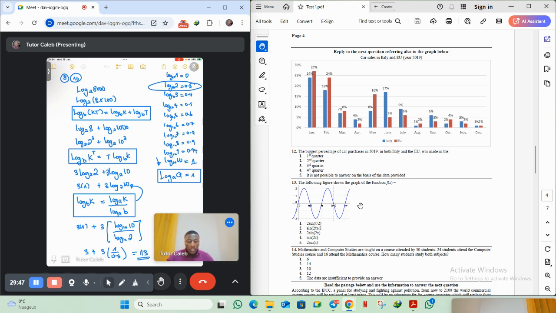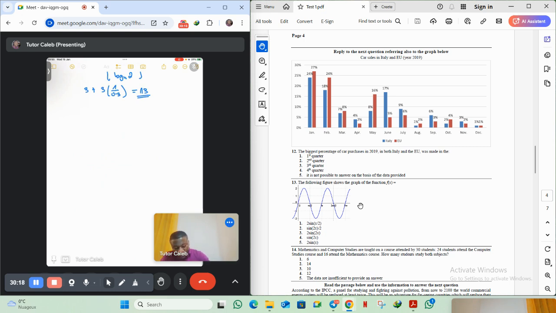So if we go through the graph, we will notice that the highest sales, because we have here in red it says European Union, in blue it says Italy, the highest sales, if you look at the length of the graph, is in January and February, and a year is divided into 4 quarters. January, February, March are the first quarter of a year. So answer 1 is correct.